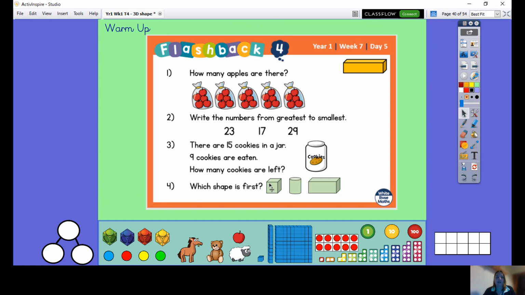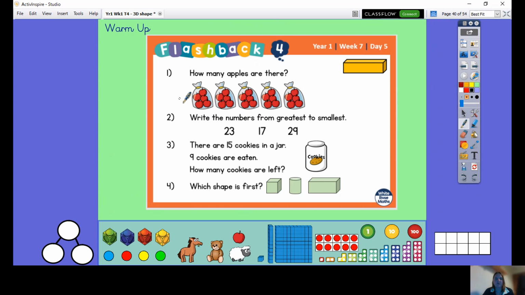And we've got these shapes here. What shape is first? So what's this shape here? So we've got guessing of 2 shapes. Okay, so pause the video here and have a little go at those.